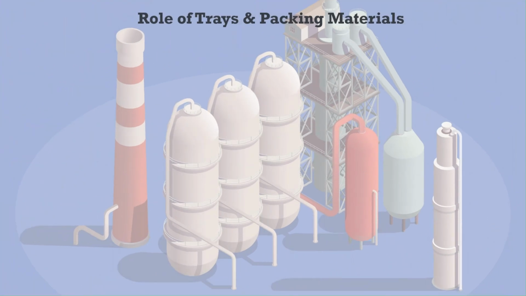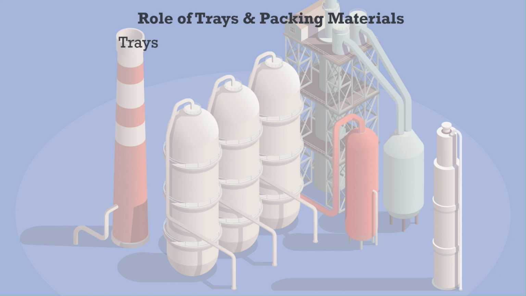What is the role of trays and packing materials in fractionating columns? Trays and packing materials are critical internal components of fractionating columns, each serving to maximize contact between rising vapors and descending liquids, which is essential for efficient separation of mixtures by distillation.